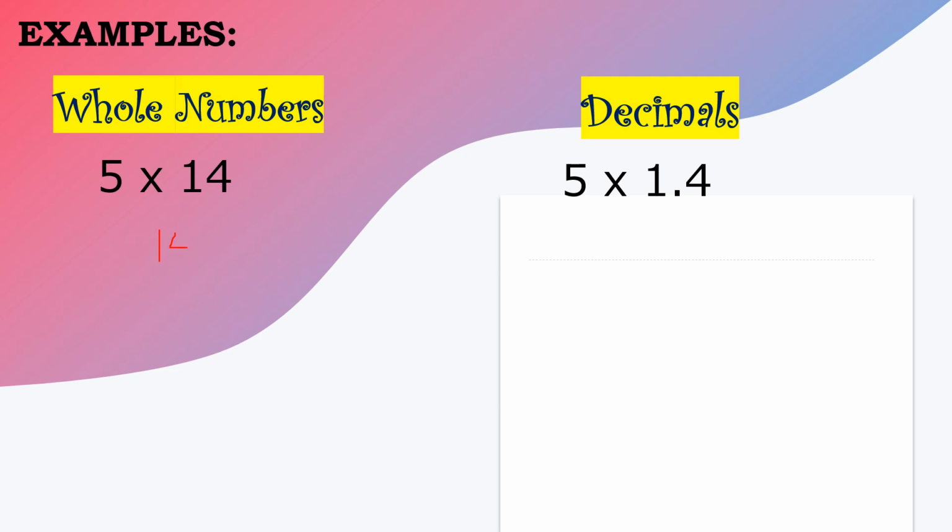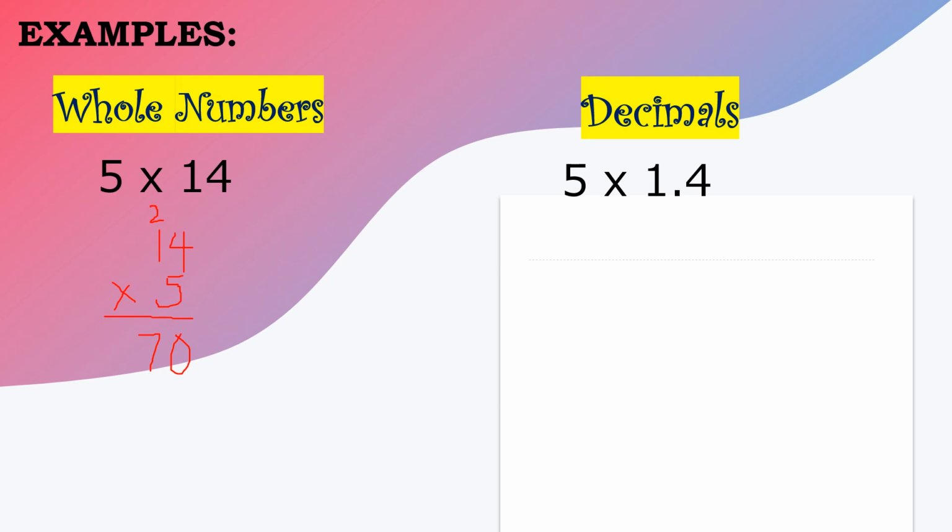So, 14 times 5. So, pag nagmumultiply tayo ng whole number, children, di ba, iminumultiply natin yung ating multiplier na 5 isa-isa sa mga digits sa ating multiplicand. So, 5 times 4 is 20, carry 2. 5 times 1 is 5, plus 2 is 7. So, we have 70 as our product.